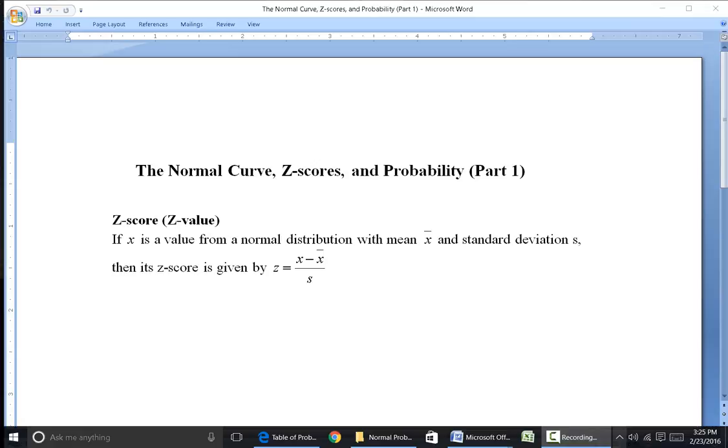Now we talk about the normal curve. What that means is, if we take a large sample of the population, so let's suppose we take a large sample of the population and we give those people an IQ test.